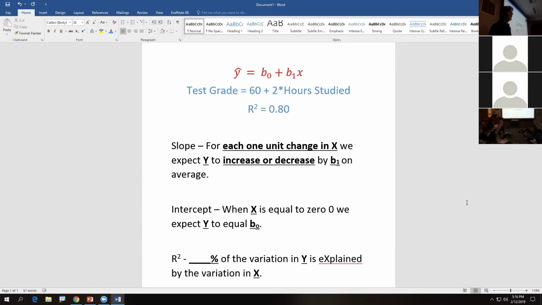But let's see right here. Can you interpret this R squared in context of the problem? This is kind of a quick review of regression. Does everyone hear that? 80%, which is R squared, you turn it into a percentage. 80%, nice job, Yeon. 80% of the variation in test grade is explained by the variation in hours studied.